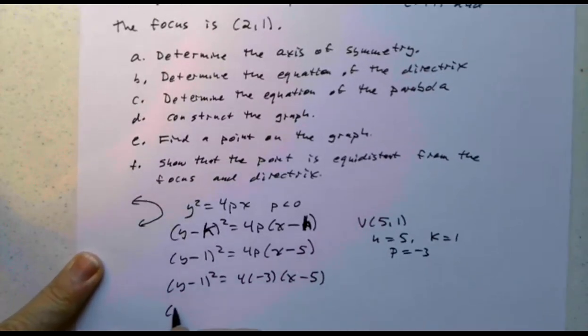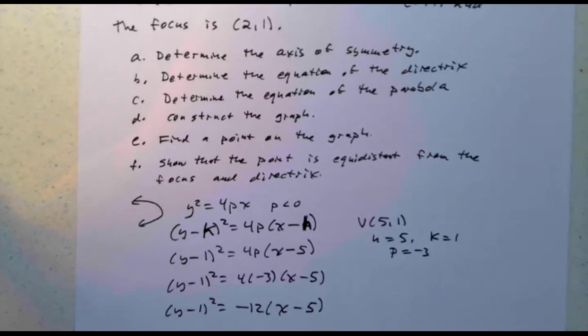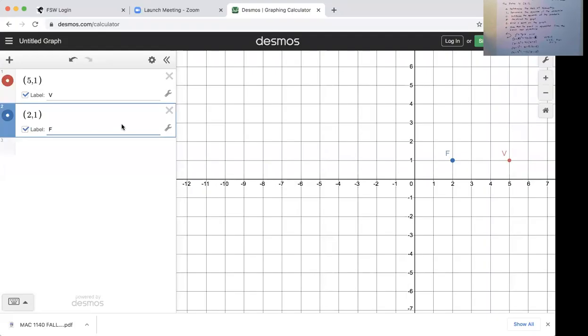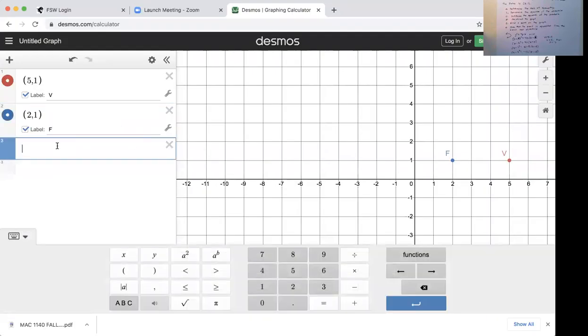y minus 1 squared equals negative 12 times x minus 5. So let's take a look at that graph. And then we'll talk about axis of symmetry and directrix and such. y minus 1 squared equals negative 12 times x minus 5. So there's a graph for us.